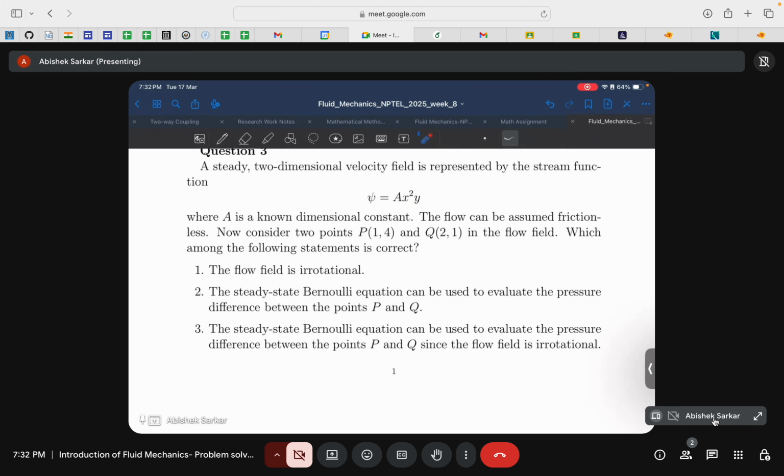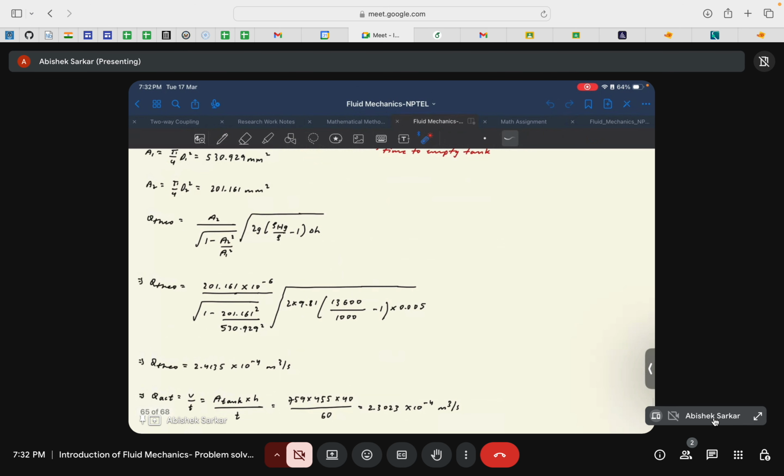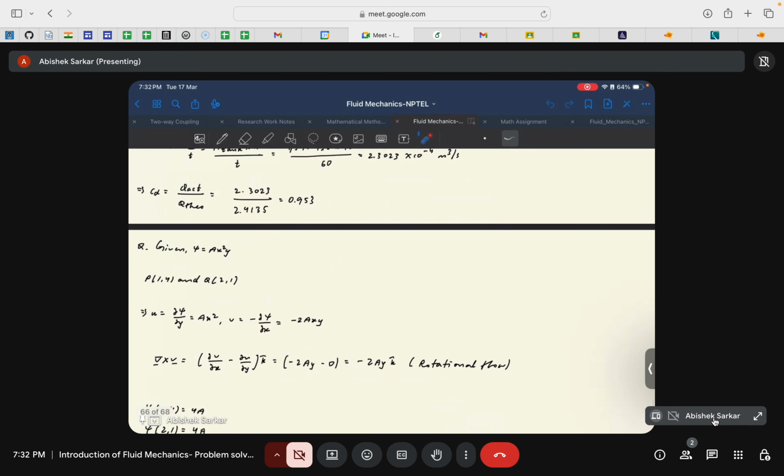You need the velocity components, right? If you know psi, you know that the flow field has to be incompressible and 2D, so you'll have two velocity components. So from there, let us find out the respective two velocity components. So we'll have u as ∂ψ/∂y, that is equal to ax², and v as minus ∂ψ/∂x, that is minus 2axy.